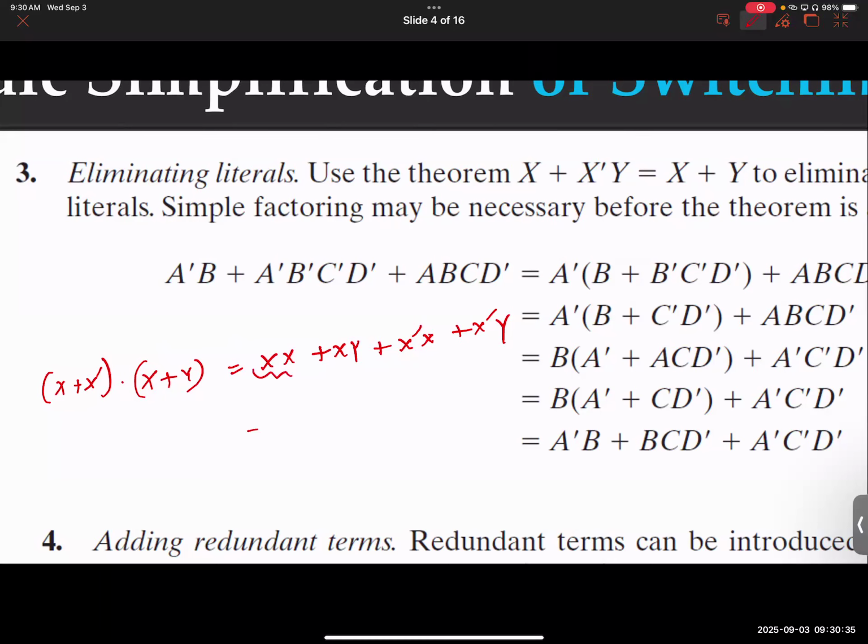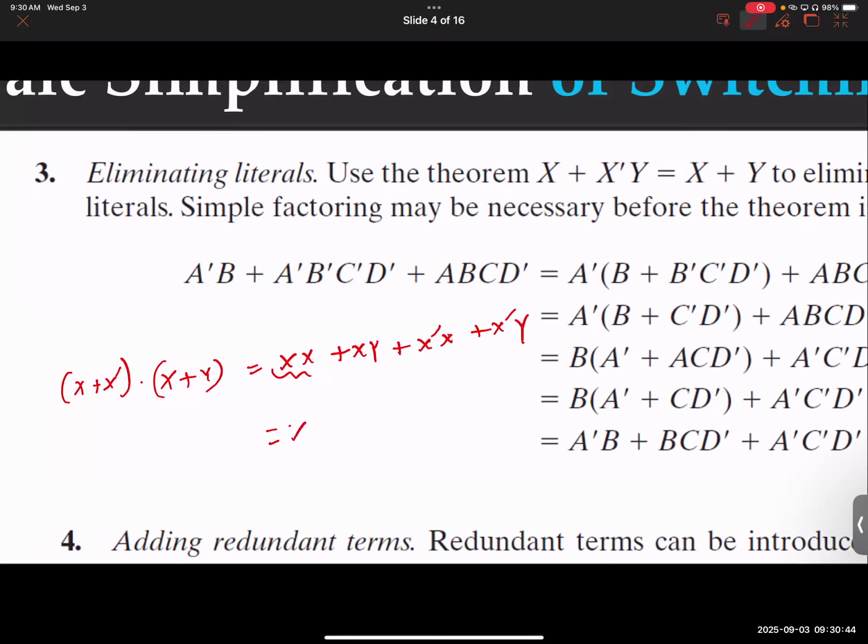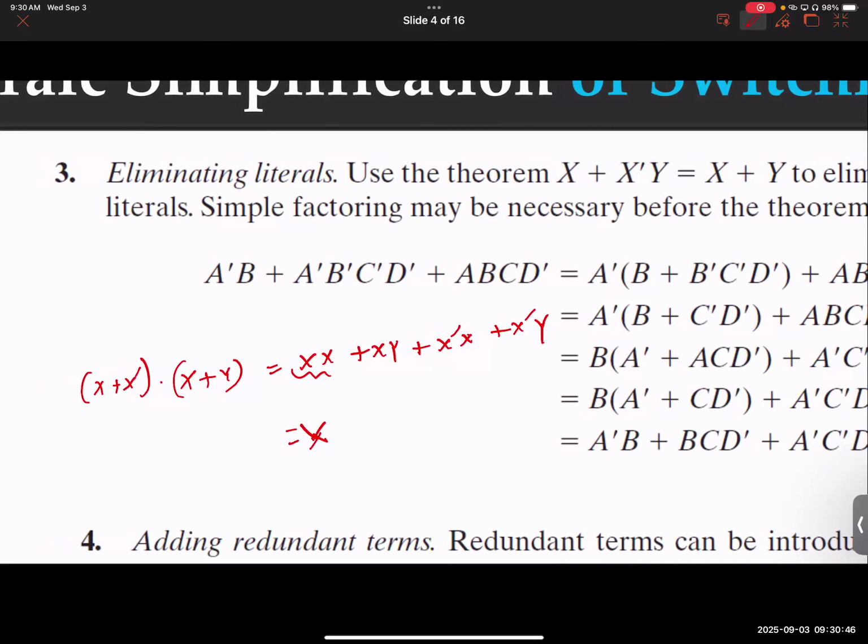What is x times x? Quickly, not 1, it's x, right? X is x. What is x times y? Is basically x y. What is x prime x? Can anybody tell me? 0. Yes. Plus x prime y.